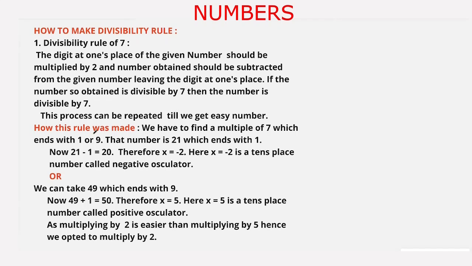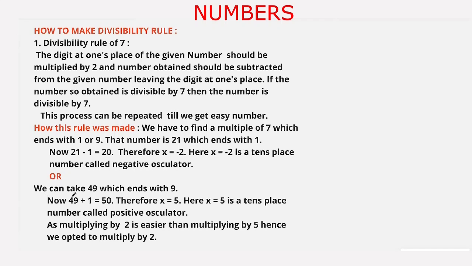How was this rule made? We have to find a multiple of 7 which ends with 1 or 9. That number is 21 which ends with 1. Now 21 minus 1 is 20. Therefore x equal to minus 2. Here x equal to minus 2 is a tens place number called negative oscillator.